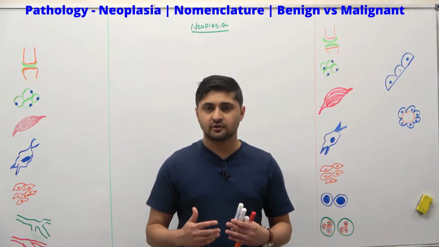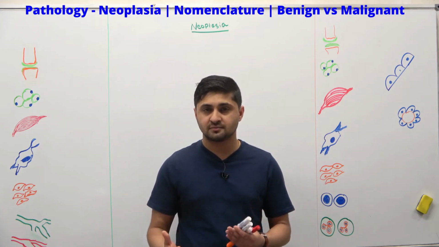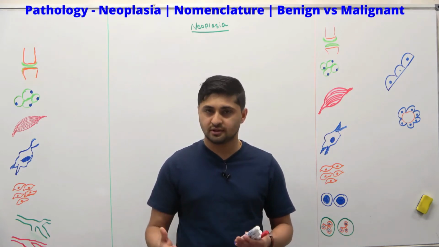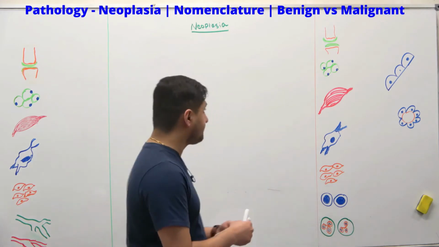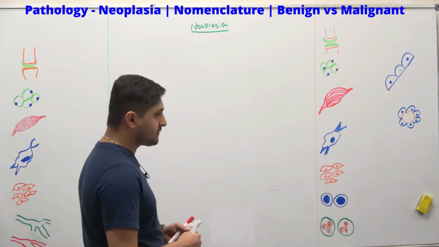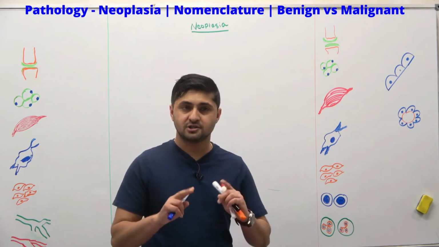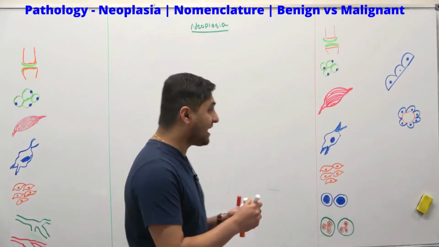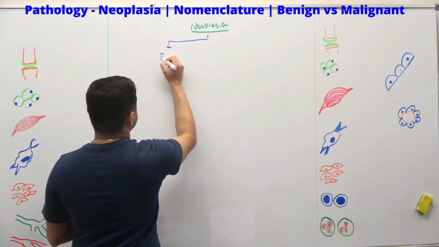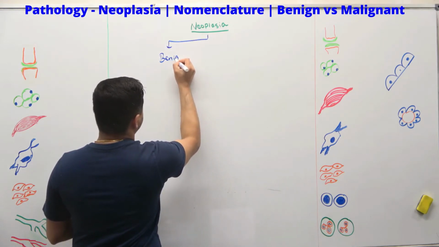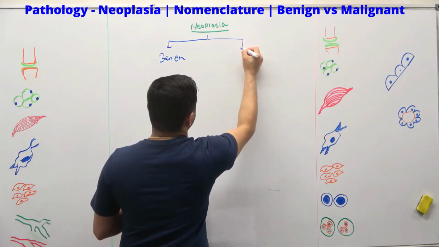So alright guys, here we're going to talk about the types of neoplasm and also the nomenclature. That's what we're going to discuss. When we talk about neoplasia, usually we divide neoplasia into two types. One is benign, let's write it down here, and the other one is malignant.